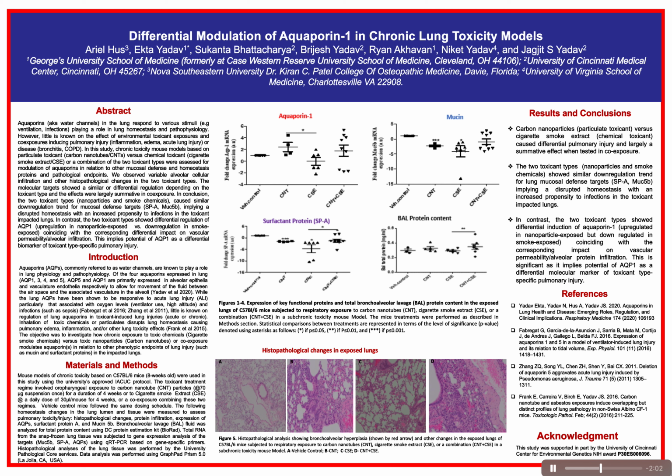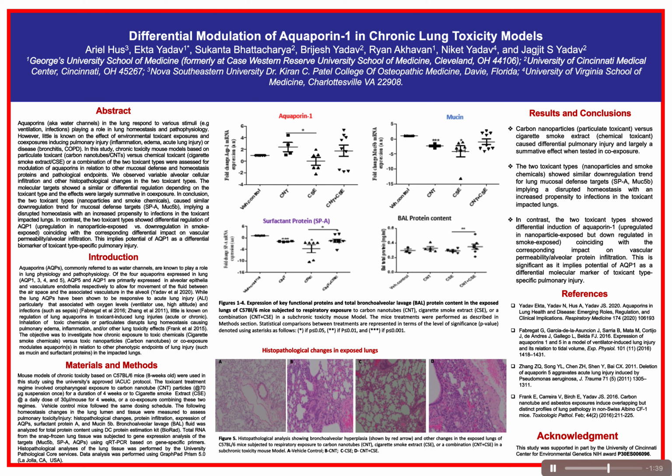Results. Our results demonstrated that aquaporin 1 expression was significantly upregulated in CNT-exposed lungs while it was downregulated in CSE-exposed lungs. In the combination model, CNT plus CSE, the aquaporin 1 expression showed a mixed response. The differential regulation of aquaporin 1 suggests that it could be a critical molecular marker for identifying specific types of lung injuries related to different environmental toxicants.